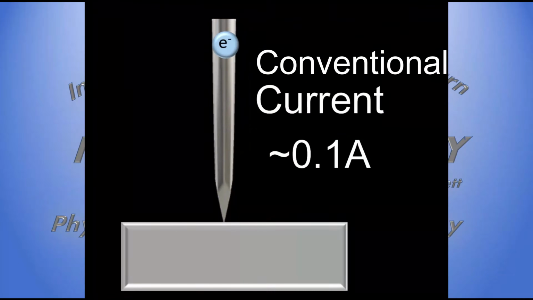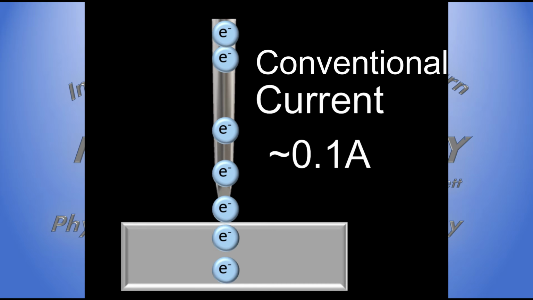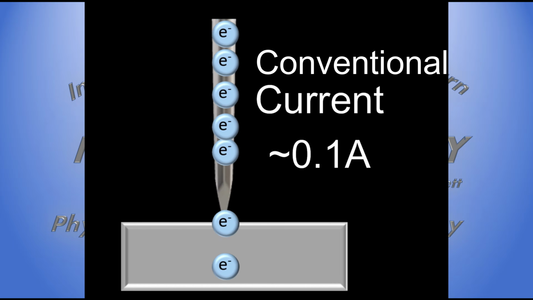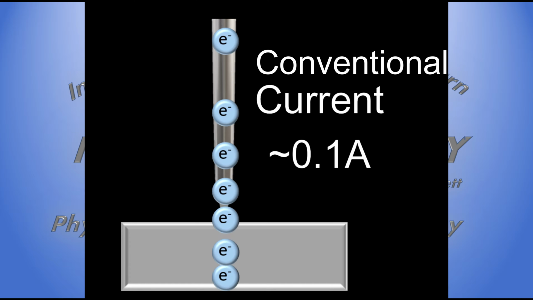So what an STM does is also apply a voltage to the tip and then lower the tip towards your surface. If the tip was to make contact with the surface, you would get a current flowing, a conventional current that is, where the electrons are flowing from the tip into the sample, or if you reverse the bias, or the voltage, the electrons will flow out of the sample into the tip.